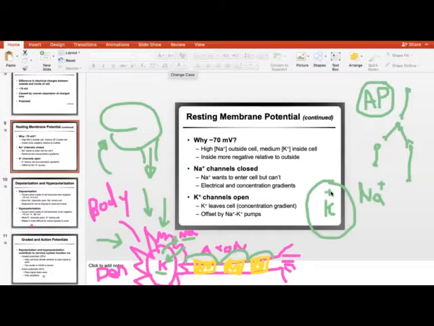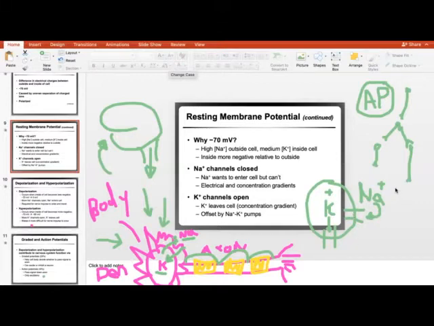All right, and then you have this shuttle here. This is like a door. Then you have another door here. This door, sodium wants to go in. This door, potassium wants to go out. This is your sodium potassium ion channels within the cell wall of your cell body here. And potassium wants to go out of the cell and sodium wants to go inside the cell.